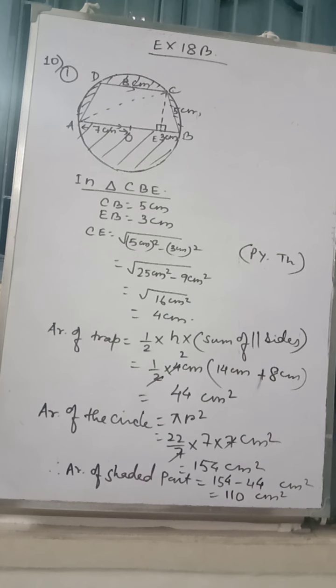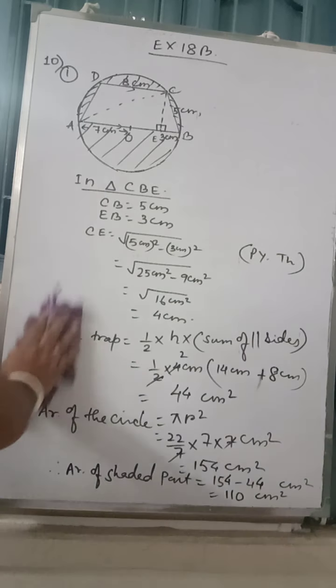Look at question number 11. It says in an isosceles trapezium, the parallel sides are 21 centimeter and 45 centimeter respectively, and the equal sides are of 20 centimeter. Find the area of the trapezium. Now let us see question number 11.